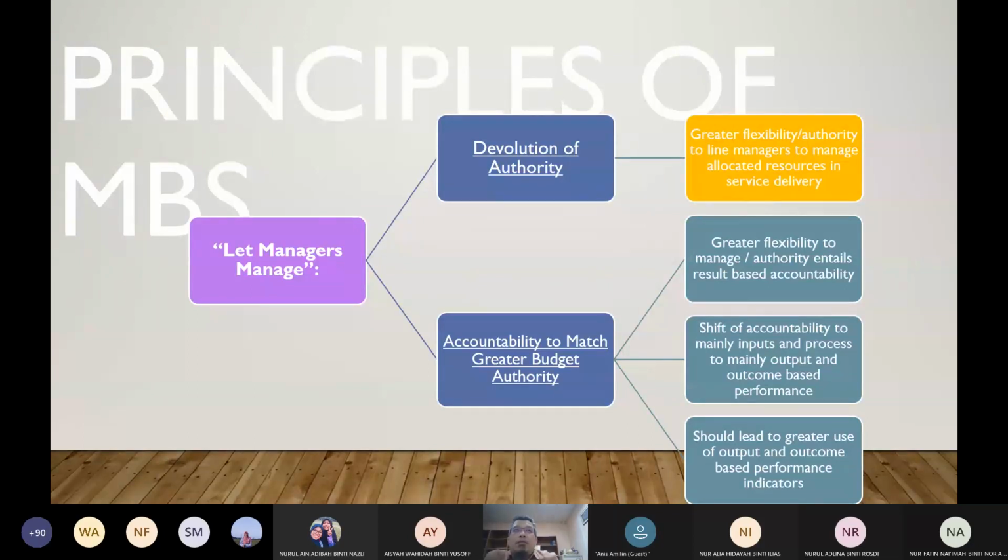So that's why, if you look at it, it's like two sides of the same coin. They give you more flexibility, moving from micromanaging to macromanaging. So instead of controlling what you're doing in detail, you can do whatever you like, as long as you achieve the results. I think that's the focus of the accountability.